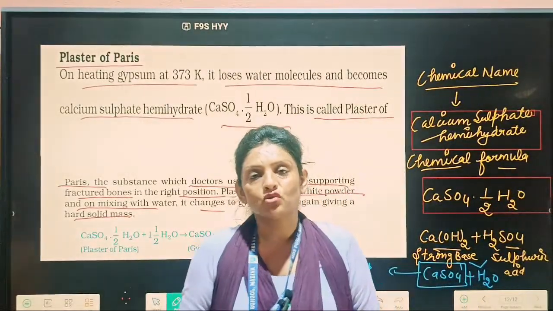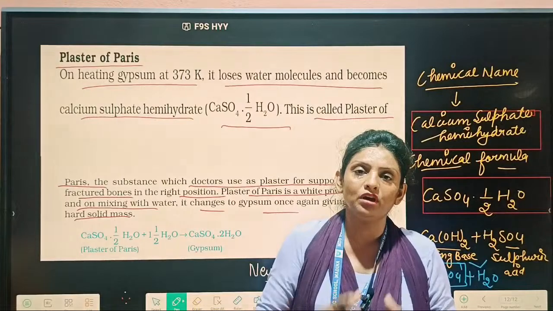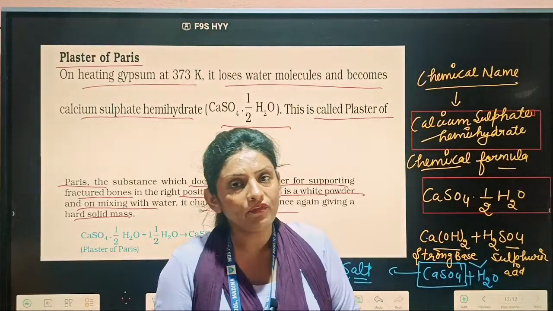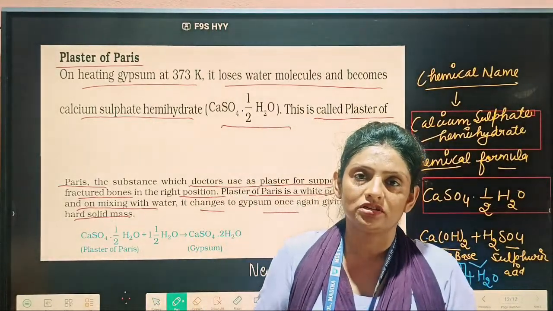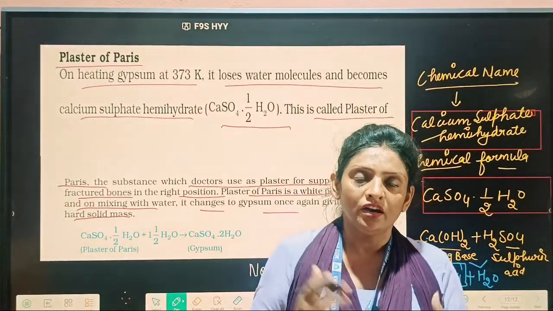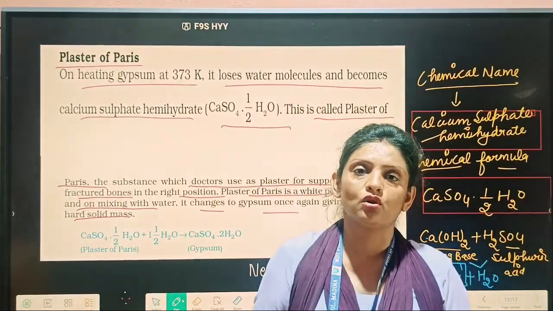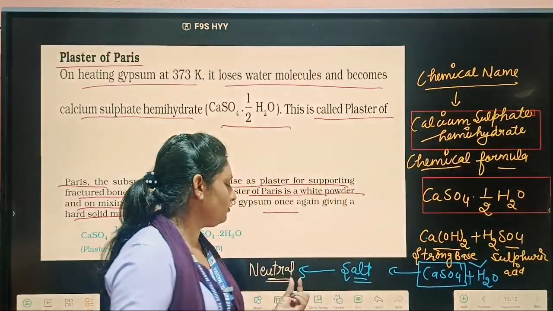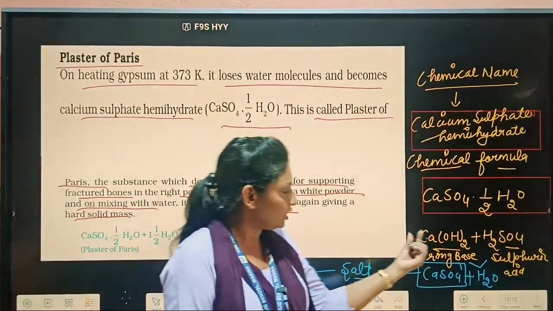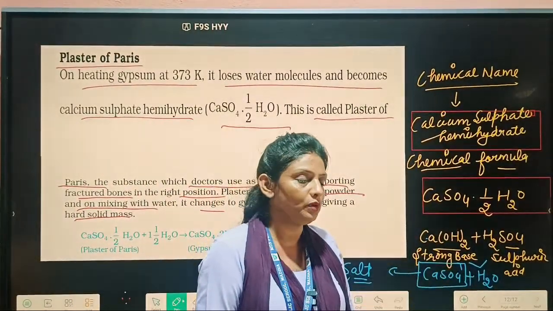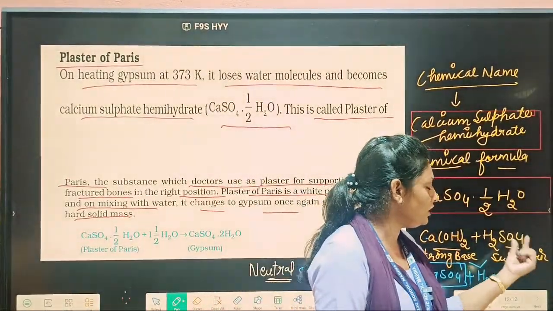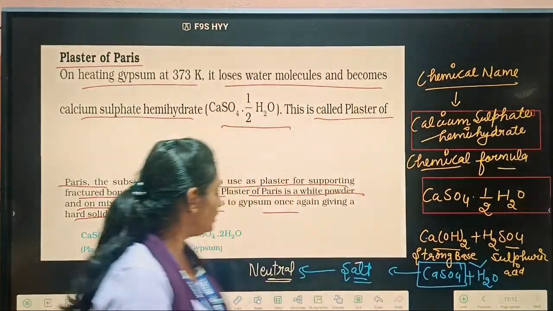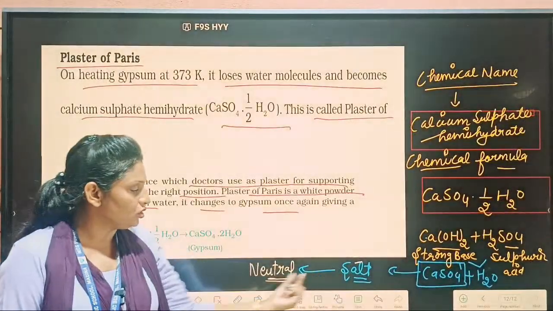And students, salts may be acidic, may be basic, and may be neutral also. It will depend on which acid and base the salt is made up of. If we combine the strong acid and strong base, then the salt which we get will be neutral. So here we are mixing calcium hydroxide, which is the strong base, and sulfuric acid, which is also a strong acid. So strong acid and strong base combine with each other, and they give just the salt, and it is neutral in nature.